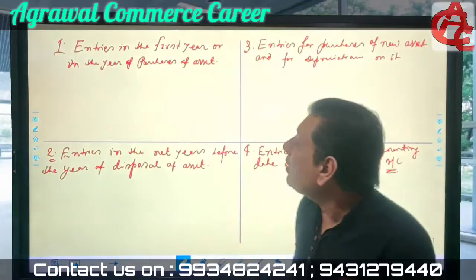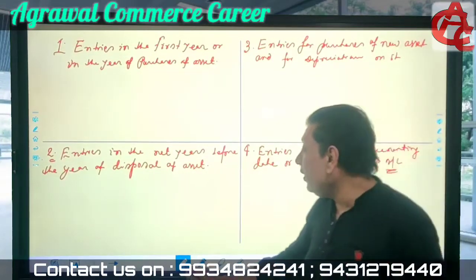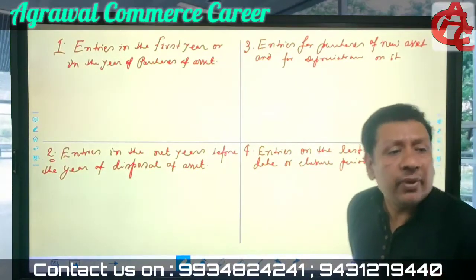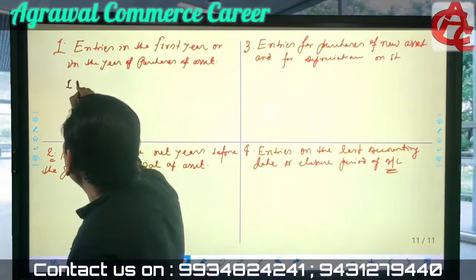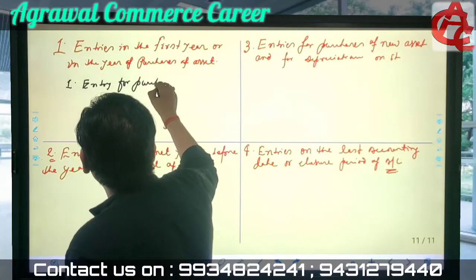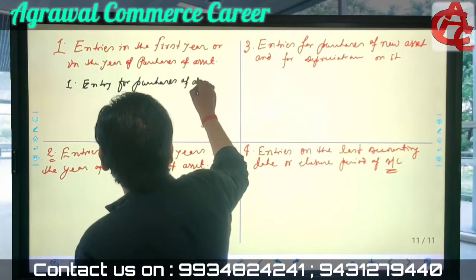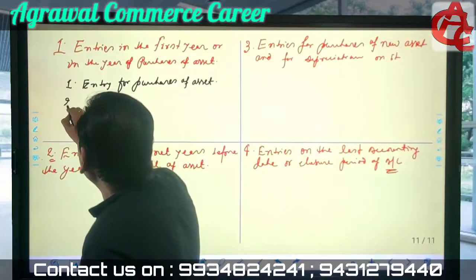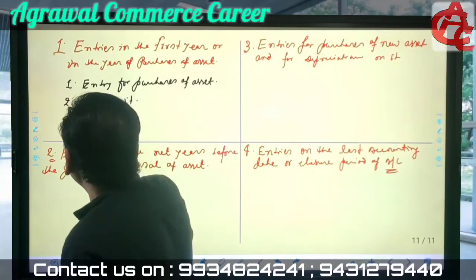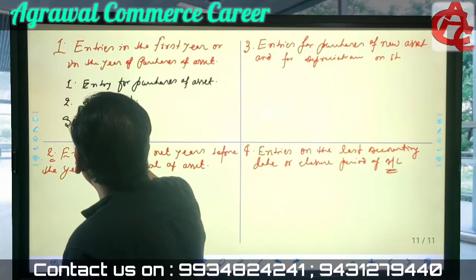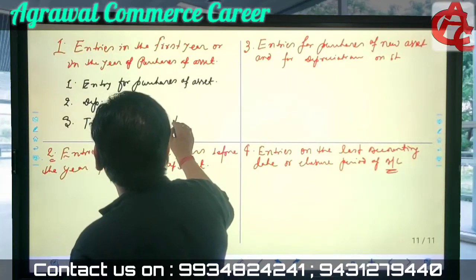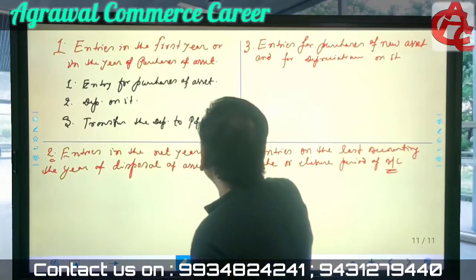Okay. First of all, entries in the first year. Which kind of entries are required in the first year or in the year of purchase of assets? Simple. First, entry for purchase, just as we have discussed. Number 2, depreciation on it. Number 3, transfer the depreciation to profit and loss.